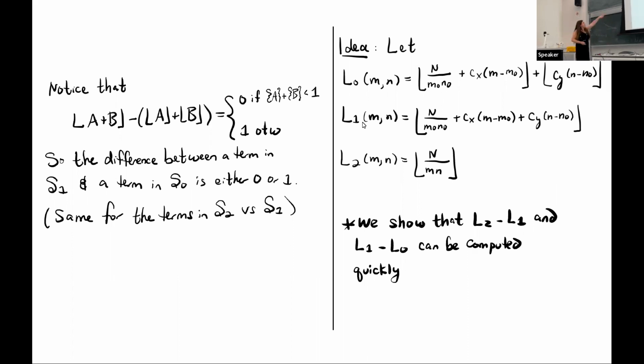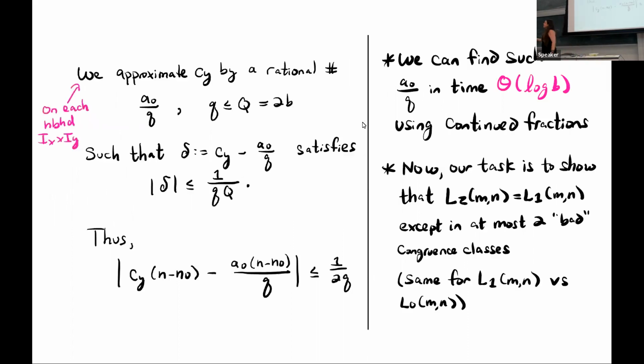That's the difference between these terms. I've written the terms in the sums and called them L0, L1, and L2: the terms we're summing in S0, in S1, and in S2. Our remaining goal is to show these differences can be computed quickly. Since we can compute S0 quickly, and we can compute these differences quickly, we can compute the real sum we wanted, S2, quickly.